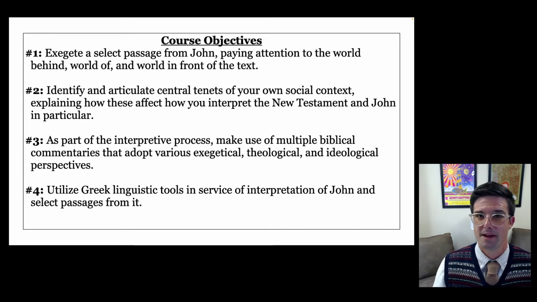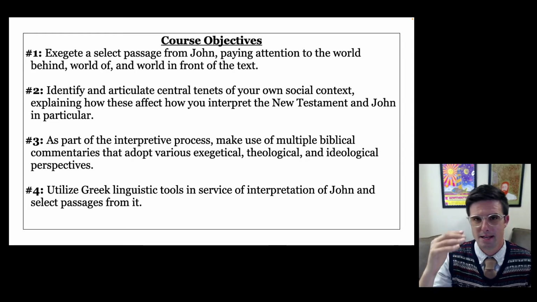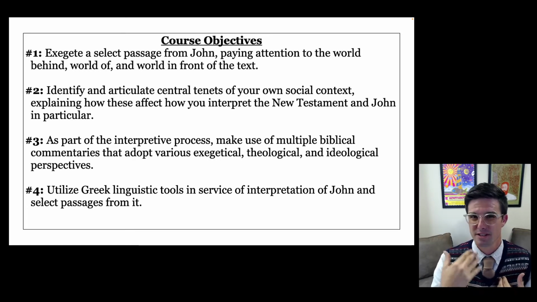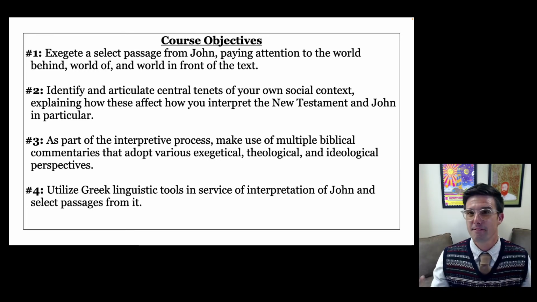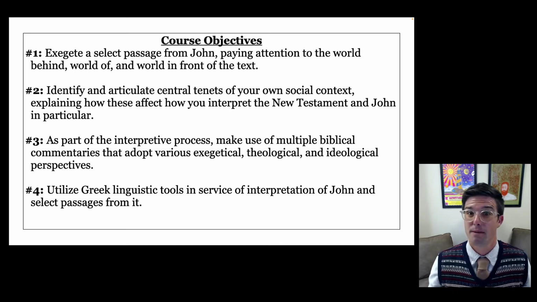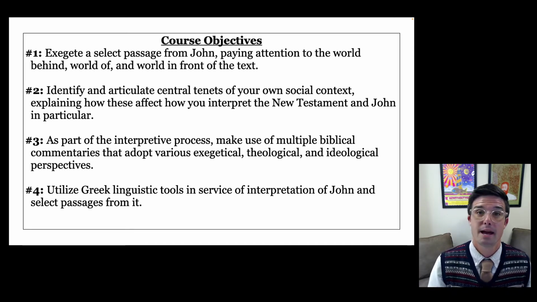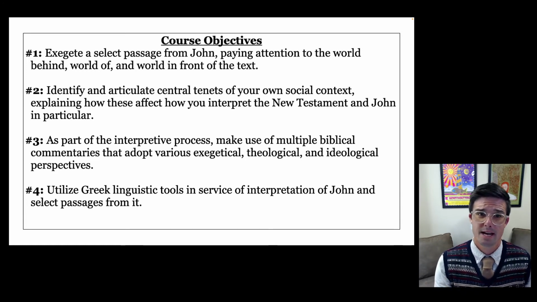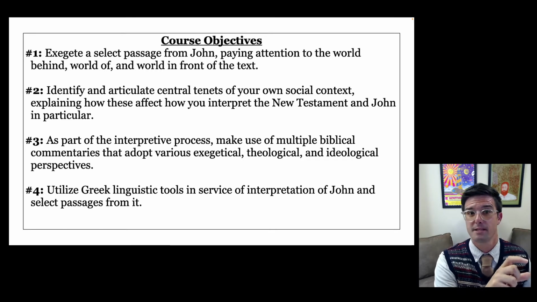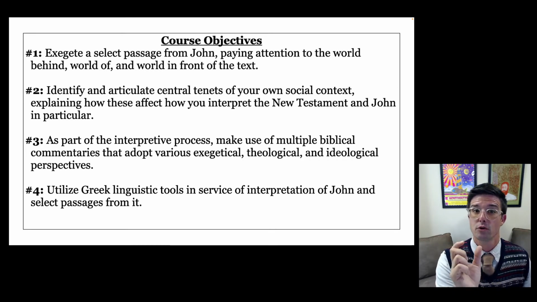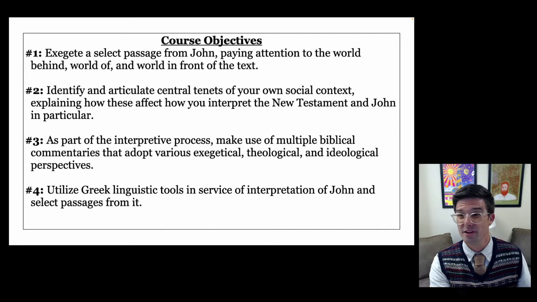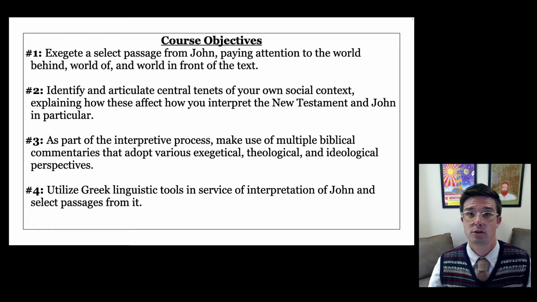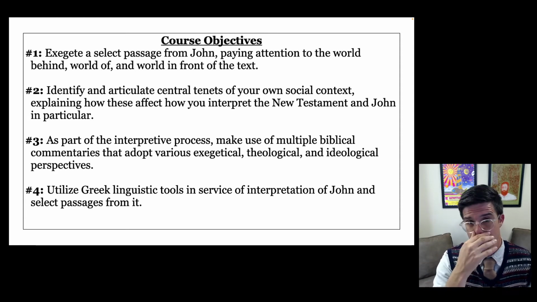There are 4 of them, and they're sort of ordered in the order of importance, at least as I estimate their importance. You might estimate their importance differently. But the first is to be able to exegete a particular passage from the Gospel of John, paying attention to the 3 so-called hermeneutical worlds. And this is really a transferable skill set. You will know a lot of things about John, but after this class is over, you could replace John with another New Testament text, and you will have the skills to be able to approach that new text and exegete passages from it.